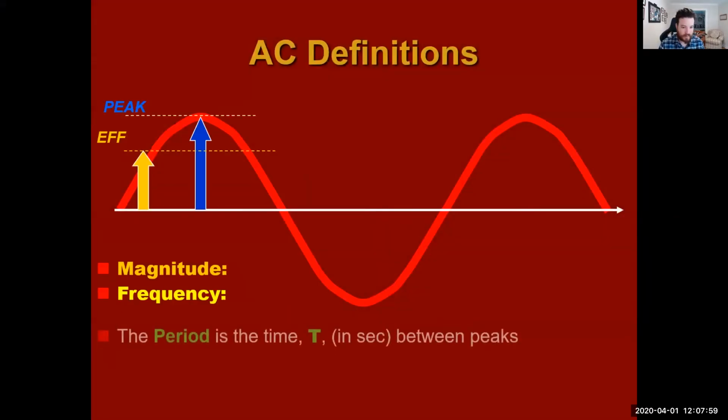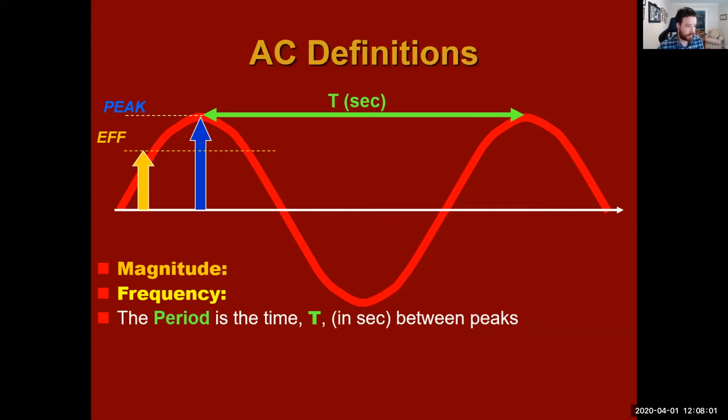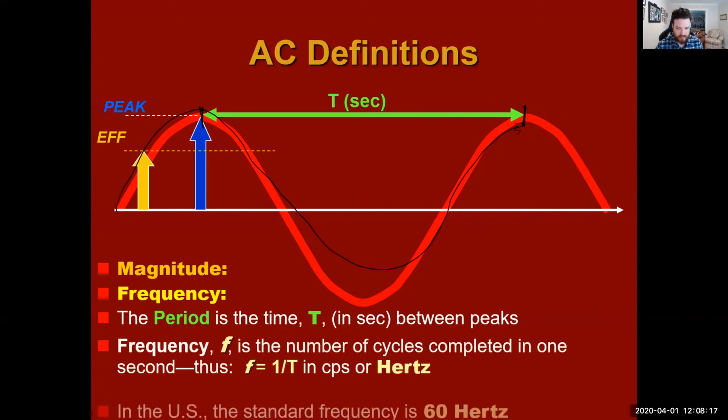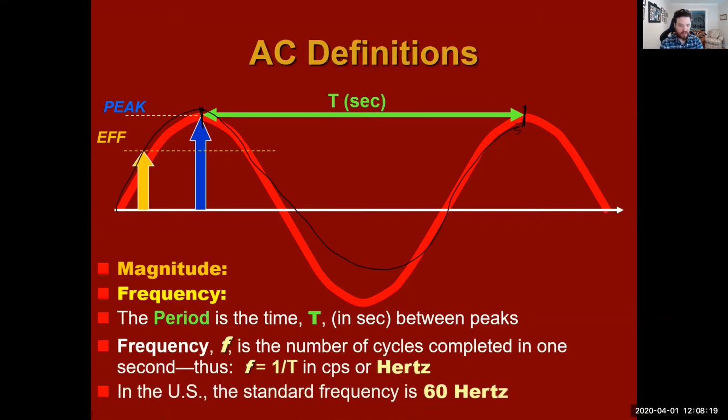So going on from there, we have our frequency. Our frequency is the time period in seconds between one full cycle. So it's the time between the peaks for one cycle. This is one full cycle until it comes back to the same point. It's the number of cycles completed in 1 second. So frequency is 1 over T, in hertz. In the US, the standard frequency is 60 hertz.